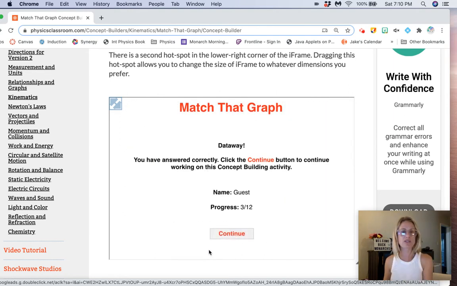Okay, so that's how you're going to do this Match That Graph activity. I recommend you do all of the levels. That way you have a lot of practice with this and you can see that you're doing it right. And then you can do really well on the quiz when you see these problems.